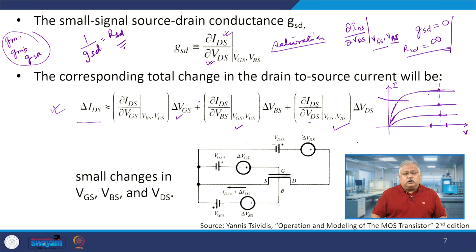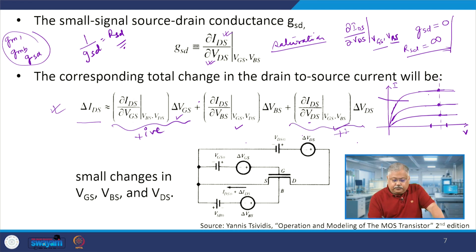Now I have written here all plus, and you can see it will be plus as well. So what you will see is that if you increase the gate voltage, obviously your drain current will increase, and that is the reason the first term will be positive in nature. Similarly, if you increase the value of VDS, ID will never come down, it will always go up. So this is also a positive value. Similarly, look at this point, when you change the value of VBS, you just see how IDS will change, right.